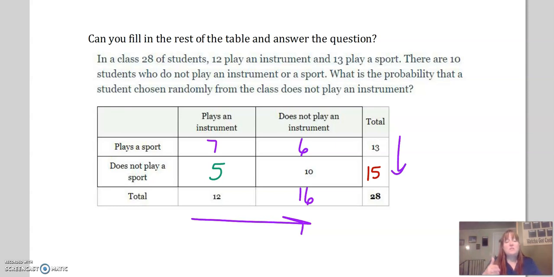What's the probability that a student chosen randomly from the class does not play an instrument? Does not play an instrument is this column. It's the 6 people who don't play an instrument but play a sport, and the 10 people who don't play an instrument or a sport. We add those two together and we get 16 total. So what is the probability that if I pick a student, they don't play an instrument? I would have 16 possible people that I could pick out of 28 people total.